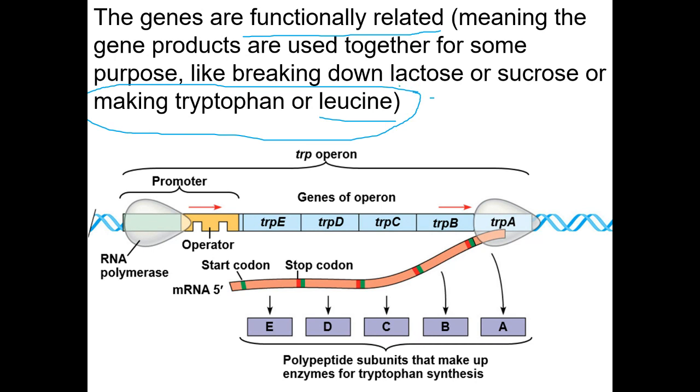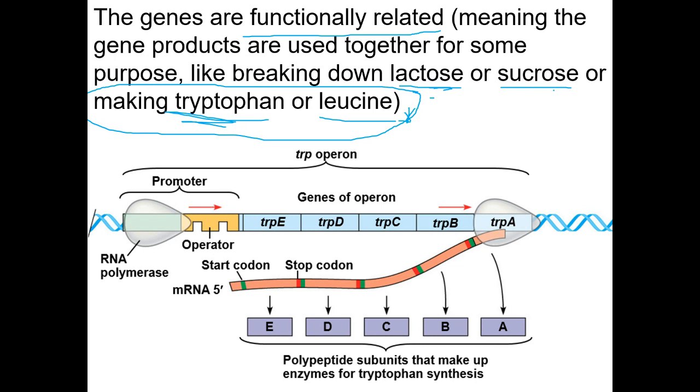There are also other operons that break stuff down, like maybe breaking down lactose or breaking down sucrose. These are sugars that a bacterium might use for food. And so those are catabolic operons. So we're going to start talking about anabolic operons like the trp operon. And then later on, at the end of this, we'll talk about catabolic operons that break down things like lactose or sucrose.